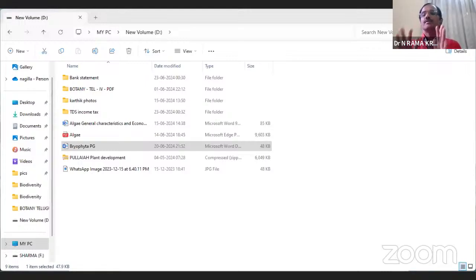So you see, generally Bryophyta has three classes. The classification of... just one minute. Yes, so Hepaticopsida, Anthocerotopsida, and Bryopsida. In total there are three classes in the entire bryophytic group.